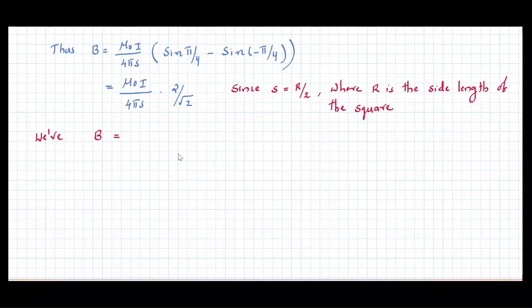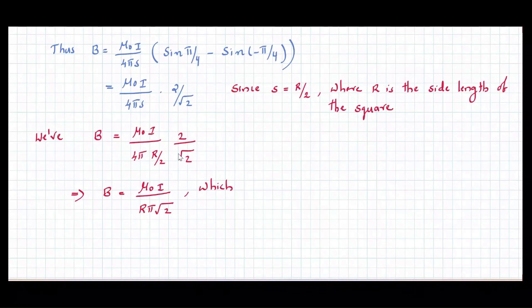Now substitute the value of S in the expression, you will get B is equal to mu 0 I by 4 pi, S is equal to R by 2, then 2 by root 2. This implies B is equal to mu 0 I by R by root 2. This is the magnitude of the field. B is equal to mu 0 I by R by root 2.